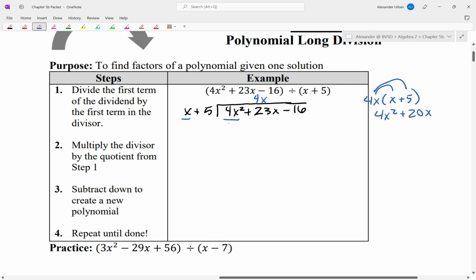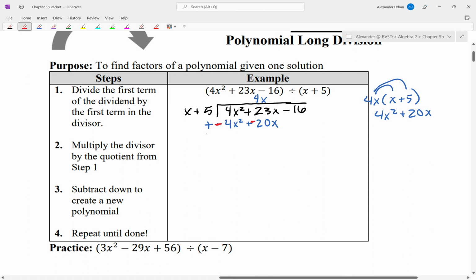And I'm going to put that right underneath our 4x squared plus 23x. So here's 4x squared plus 20x. Now, in long division, we will use subtraction. But in this case, we are going to add the opposites. So I am going to add the opposites, and I'll highlight that in red. So here you go, these are now opposites.